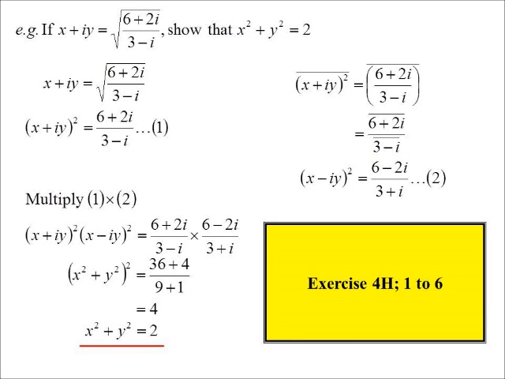The long way of doing it is actually going and creating algebraic fractions with x plus iy and solving simultaneous equations. And it does eventually come out, but it is a significantly longer solution than what we've got there. Okay, so 4H, which is in Patel, just 6 questions there to have a look at, playing with this idea of conjugates.